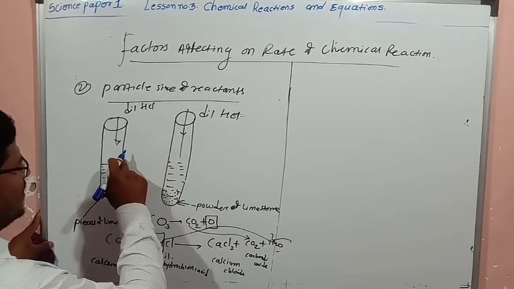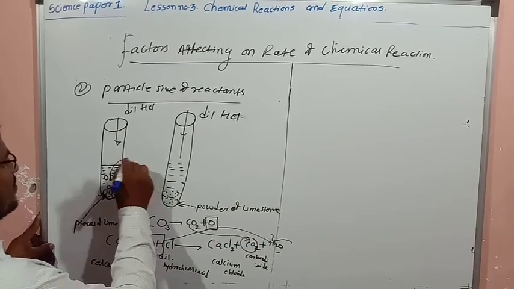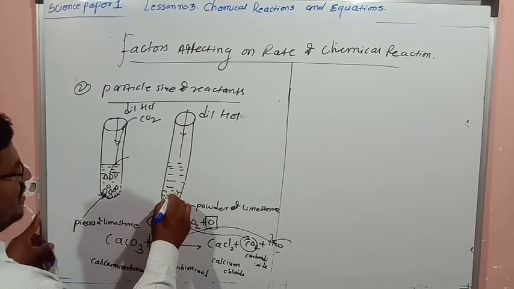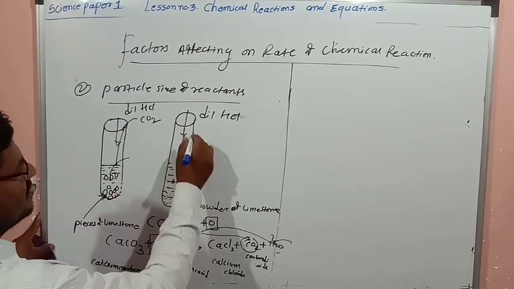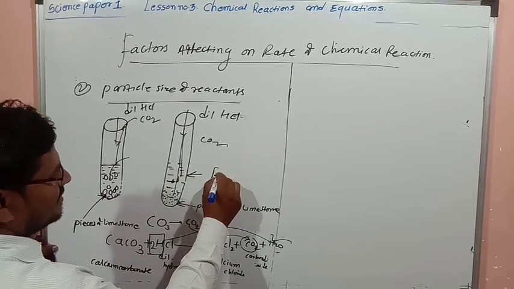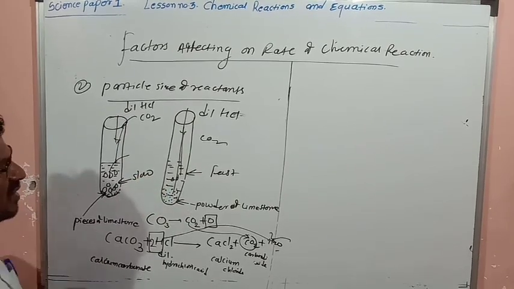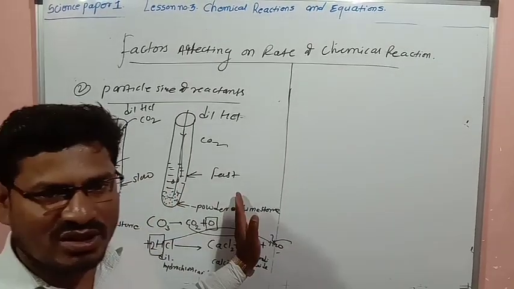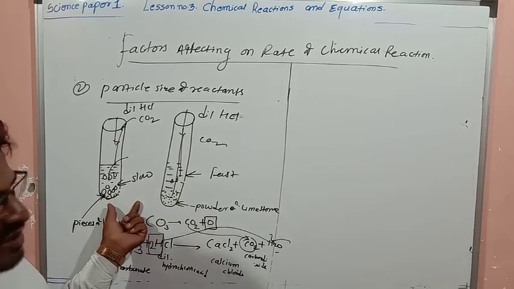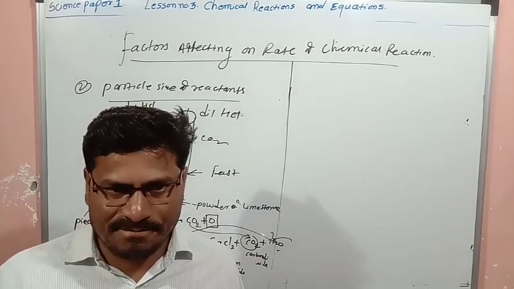In the first reaction, bubbles of CO2 will come out, and in the second also CO2 bubbles will come out. But this reaction is fast and this reaction is slow. Effervescence or bubbles will come out fast in the powder, and bubbles will come out slowly in the pieces. The reason is the particle size of the reactant.